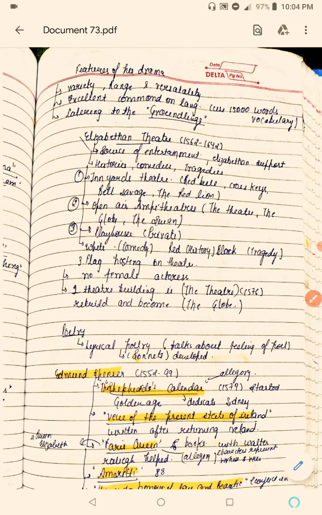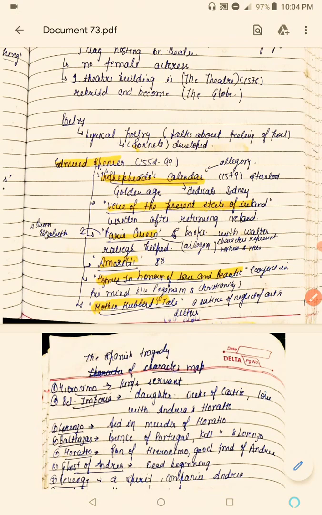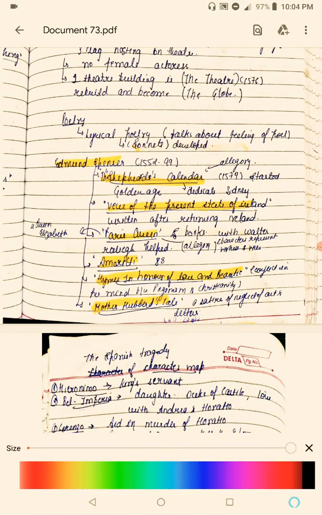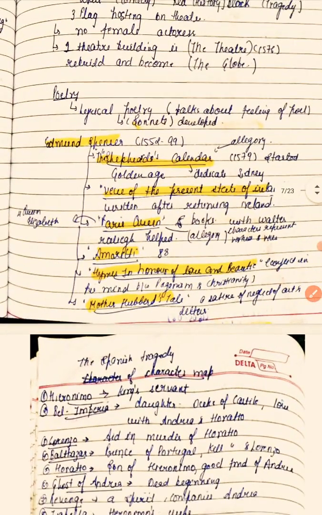Now let's discuss the poetry at the time of the Elizabethan Age. Lyrical ballads. Lyrical ballads talk about the feelings of poets, and it is a form of sonnets. Now, Edmund Spenser. The time period of Edmund Spenser was 1552 to 1599.